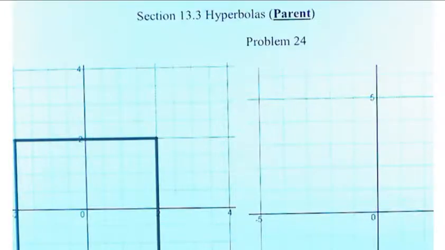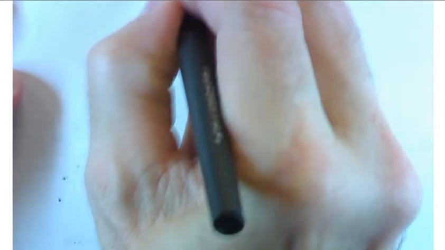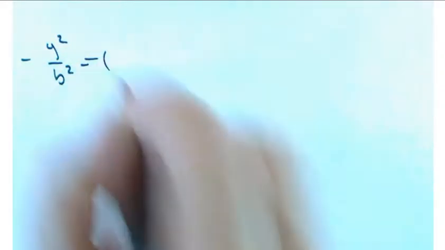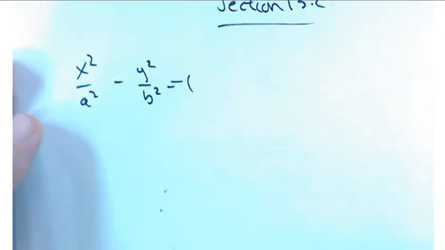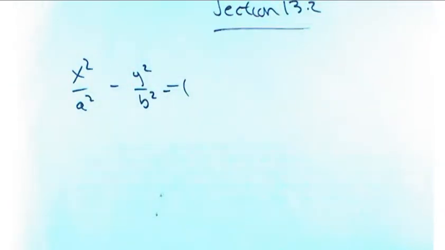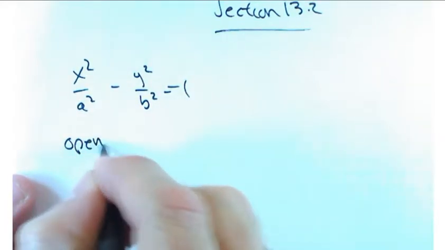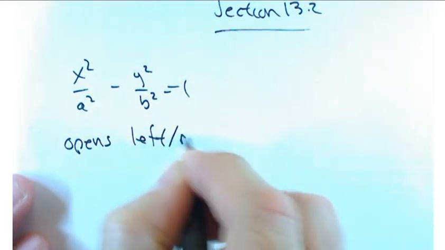So let me get back to this over here. A couple quick words about hyperbolas. First of all, some comments about their general shape. So x squared over a squared minus y squared over b squared equals 1. So if your hyperbola looks like this, then it's going to be like the one we saw just a minute ago. It's going to open to the left and to the right. So opens left and right.